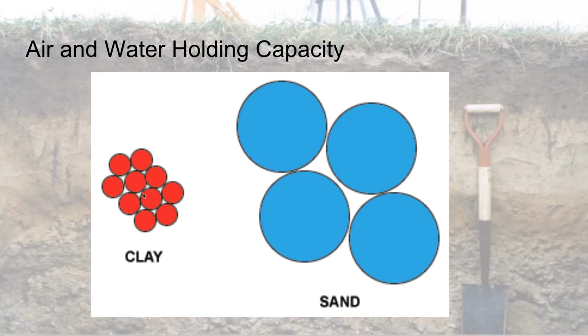Compare that to the clay. There's very little pocket space for a plant to be able to breathe its air. So a larger particle size holds air, but not water, and a smaller particle size holds water, but not air. Everybody with me? That's kind of a hard concept. Rewatch this part if you didn't quite get that.